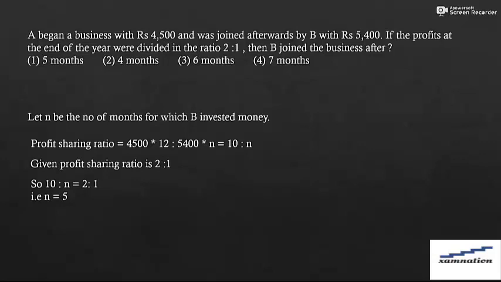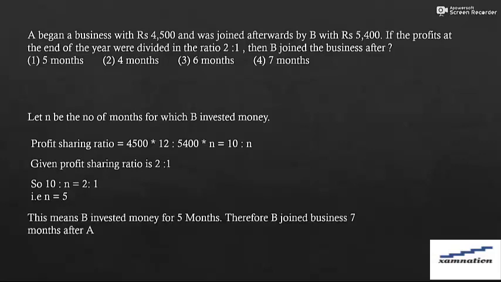So you need to carefully read the question and see what they are asking. What they're asking here is, B joined the business after how many months? For that, you need to calculate 12 minus 5. So B has joined the business after 7 months from A. This is because we had assumed N to be the number of months for which B has invested the money. That is why we need to deduce it from 12 and get the figure.